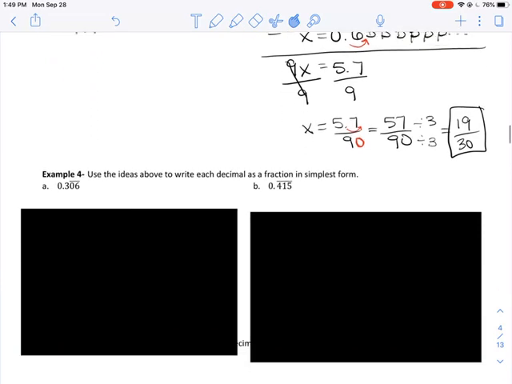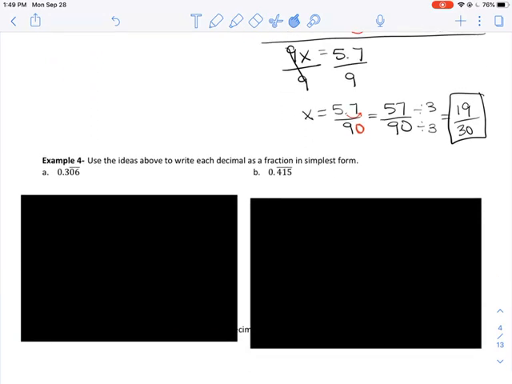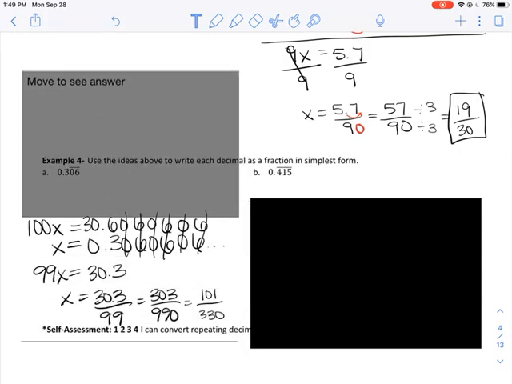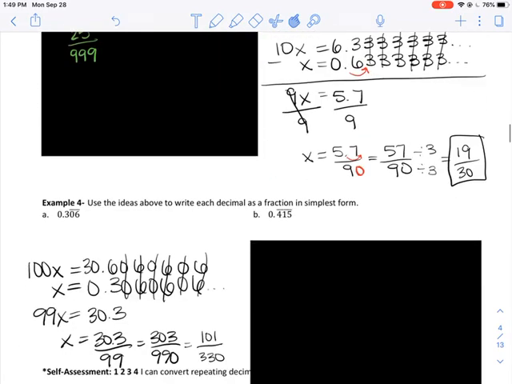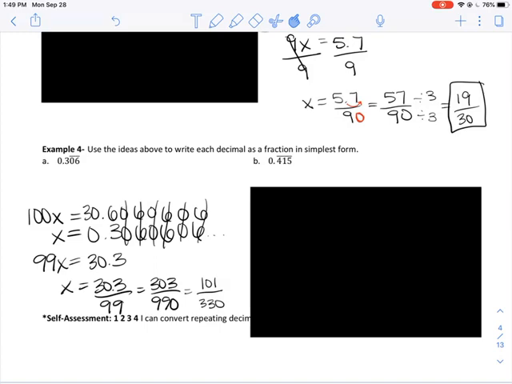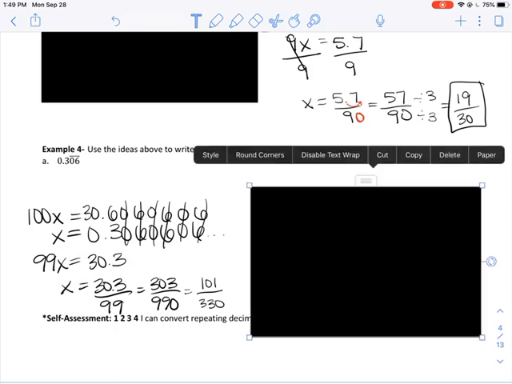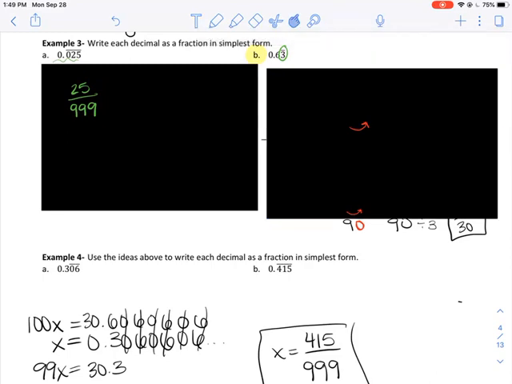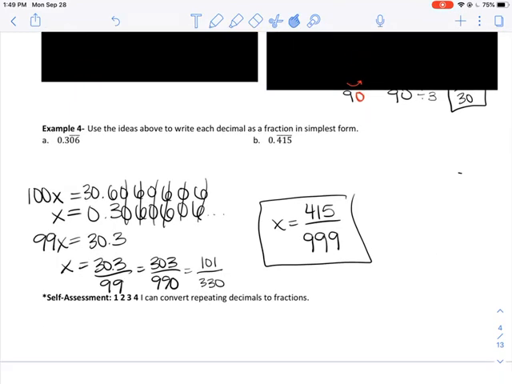Okay, I have 2 more examples. Try them out, and then I'll reveal their answers. Okay, this first one, our answer was 101 330ths. This one, you could not use that little trick I showed you. And this one, 415 999ths. This one, you can use the trick I just showed you. And you can always check to see if your answer is right by plugging the fraction into your calculator and seeing if it equals the original number.